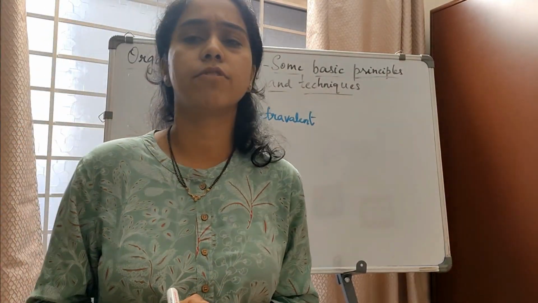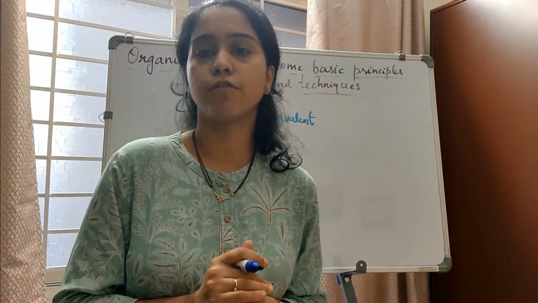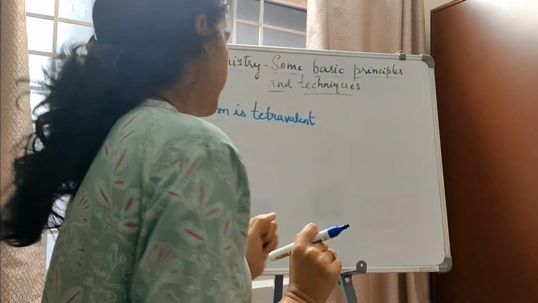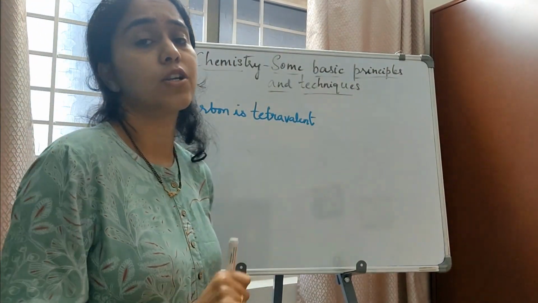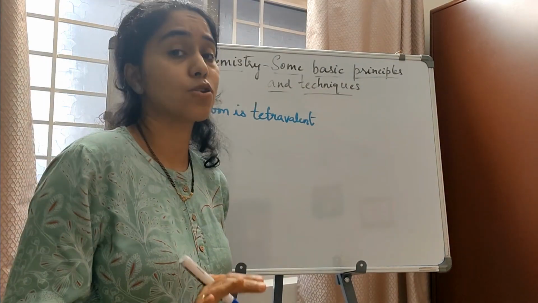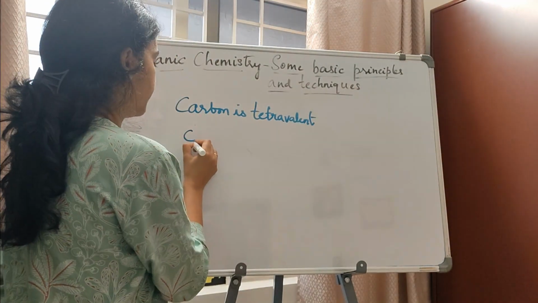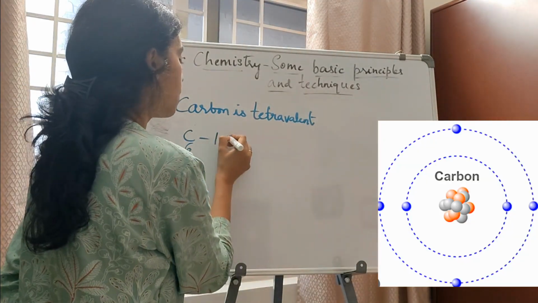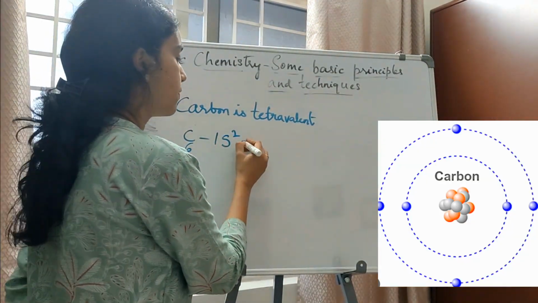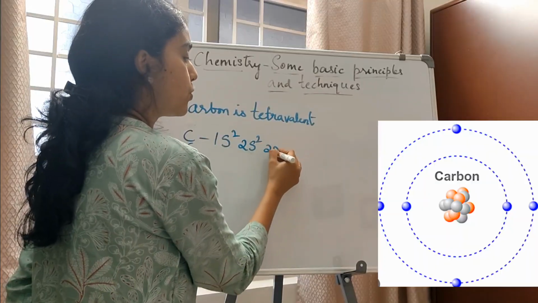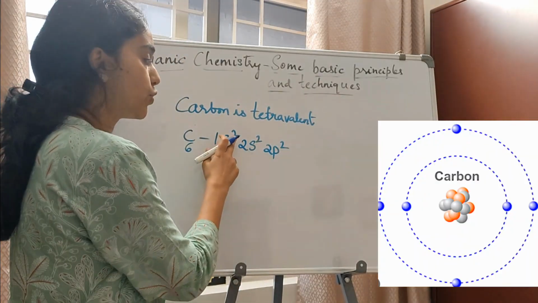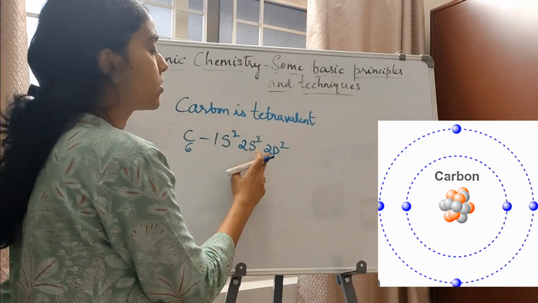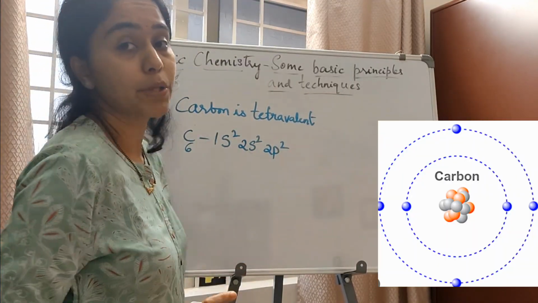I think you have studied the electronic configuration of carbon in your high school. So let's just brush it up. Carbon, its atomic number is 6. So that means it has 6 electrons. Let's write the electronic configuration of carbon: 1s2, 2s2, 2p2. So 2 electrons in its 1s orbital, another 2 electrons in its 2s orbital, the last 2 electrons in its 2p orbital.